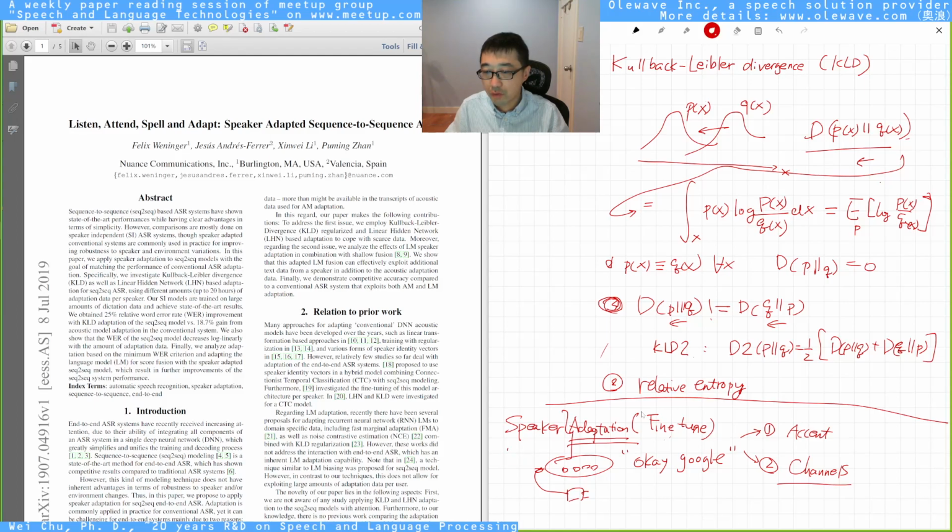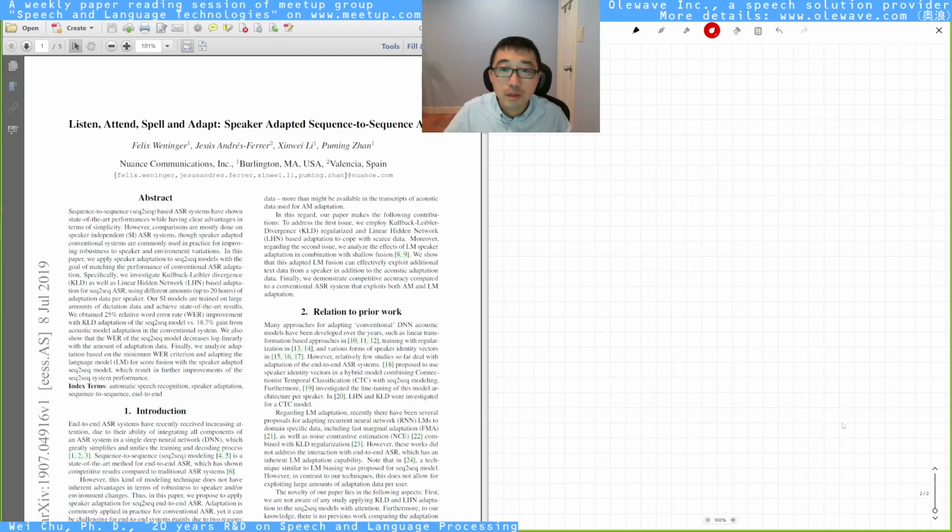Adapt the model to get better recognition accuracy. Okay. Then let's move on to the paper after I explain the basics to you. I do recommend everyone who is interested in speaker adaptation to pay close attention to this paper. I think this paper has been written very clearly compared to other papers.